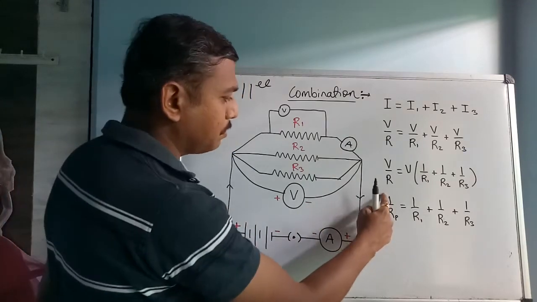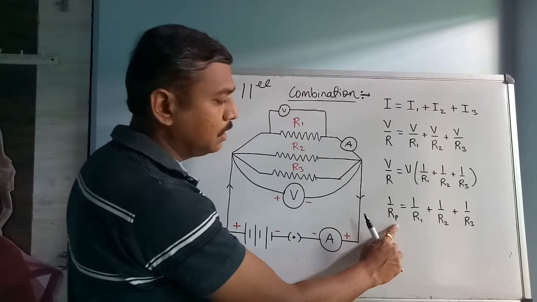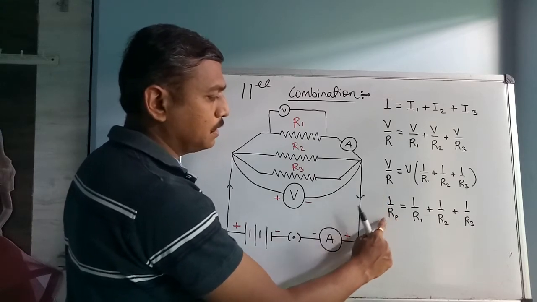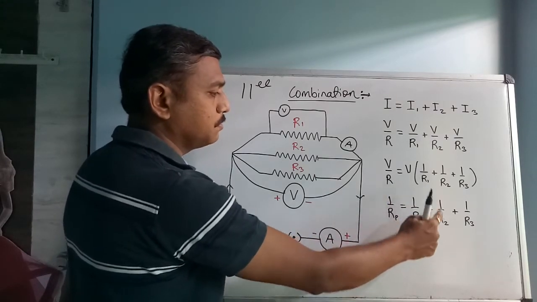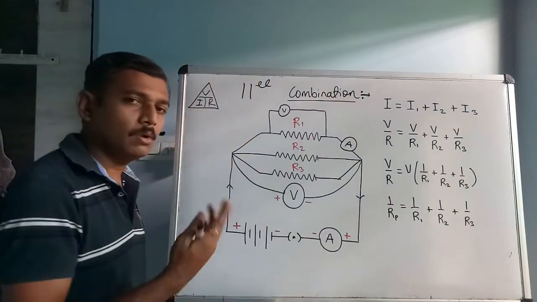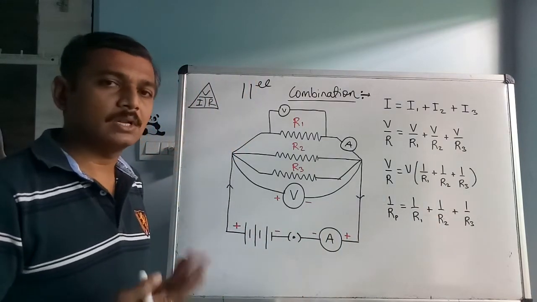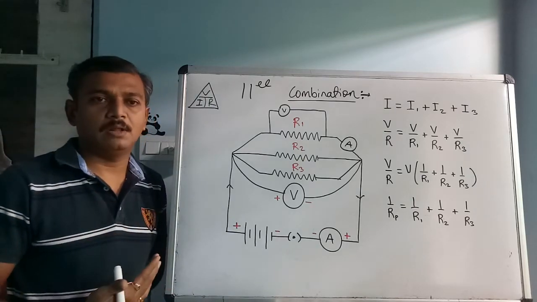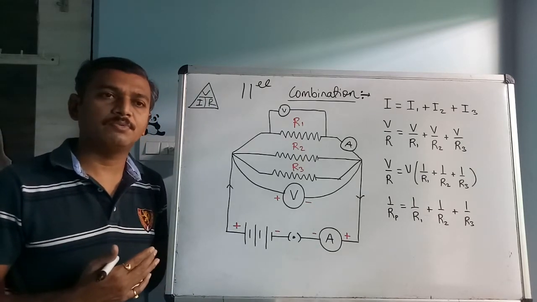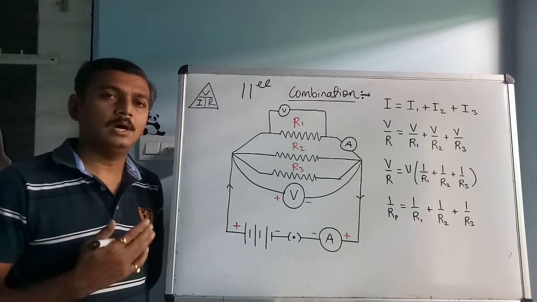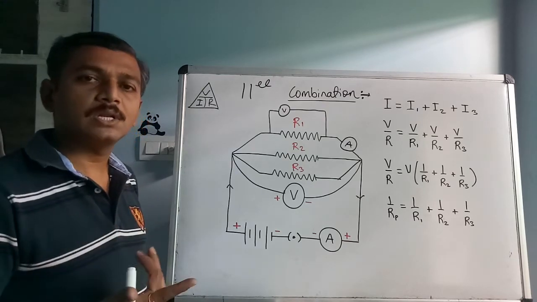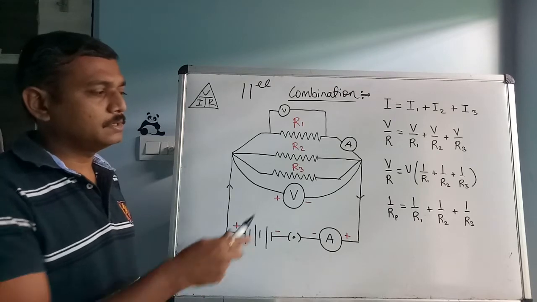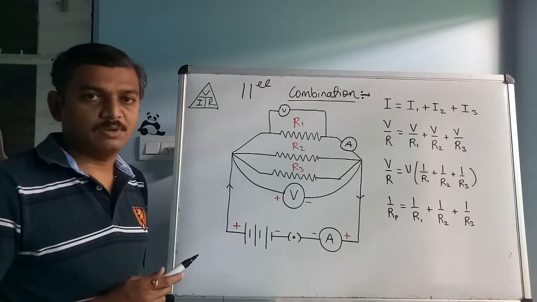relation that 1 upon Rp, P means parallel, resistance in parallel, 1 upon Rp is equal to 1 upon R1 plus 1 upon R2 plus 1 upon R3 and so on, whatever resistances are connected in the circuit. So this is all about series and parallel. In series combination we got the formula as R is equal to R1 plus R2 plus R3, and in parallel we got the reciprocal of it.